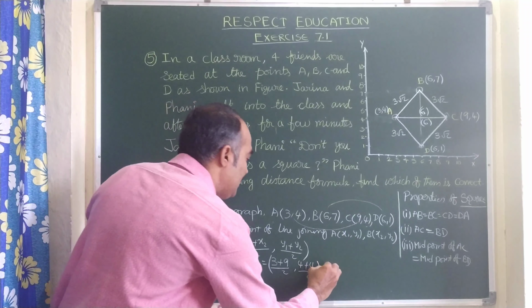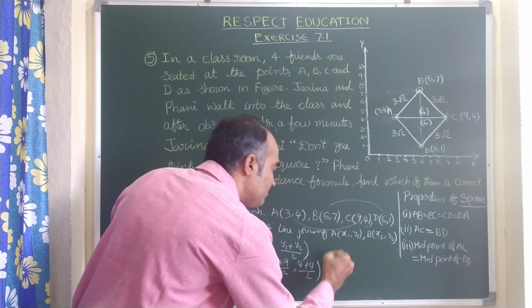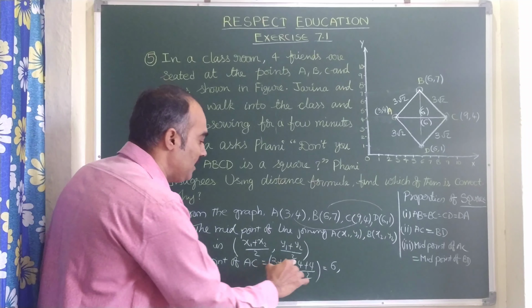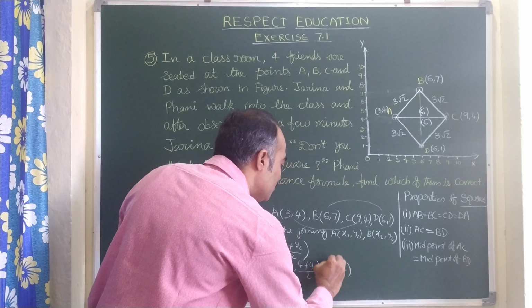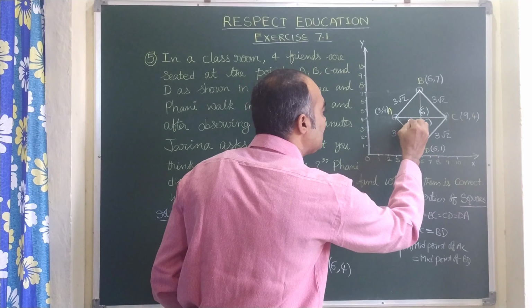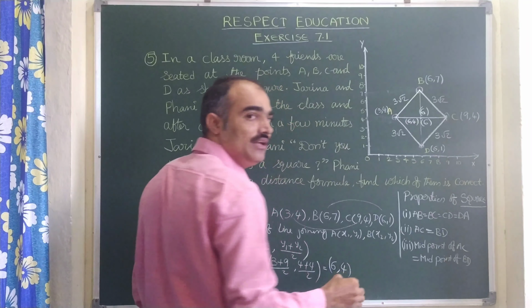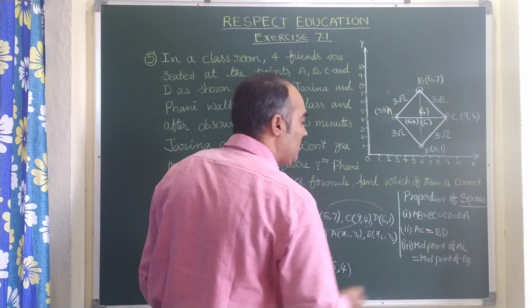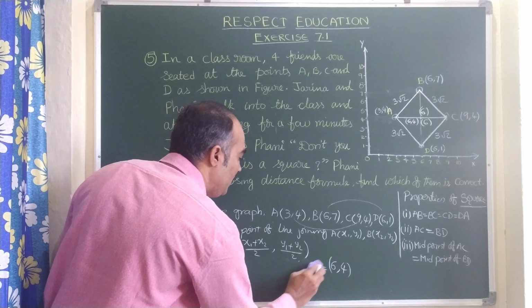Right? So here 3 plus 9 is 12, 12 by 2 is 6. 4 plus 4 is 8, 8 by 2 is 4. So the midpoint of AC is 6 comma 4. Here I am writing this midpoint is 6 comma 4. Midpoint of AC I got 6 comma 4. Now we are going to find the midpoint of BD.